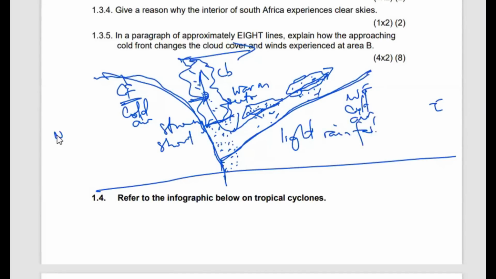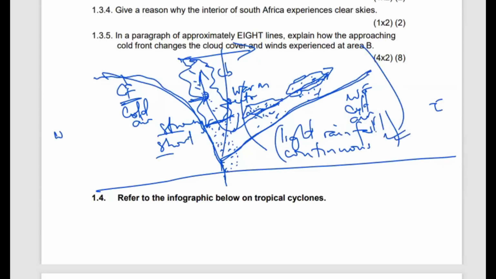It's not heavy, it's light on this side, but also it's continuous. It lasts longer. It's light rainfall on this side, and which is continuous. Here, it's strong rainfall, which is short. So our question is actually looking at this side. So our correct response is light rainfall, which is continuous on this side of the warm front. Right, moving on to the next question.